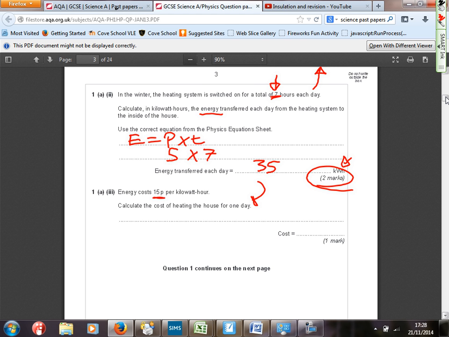Energy costs 15p per kilowatt hour. Calculate the cost of heating the house for 1 day. Well, that's really straightforward, isn't it? We've already worked out we need to use 35 of these kilowatt hours, so it's going to be 15 multiplied by 35. My mental arithmetic is not great, but I reckon that's 525 pence. Hopefully that made sense, Year 11. You need to be revising these things, making sure you're really comfortable with them, and we'll do an assessment next week.